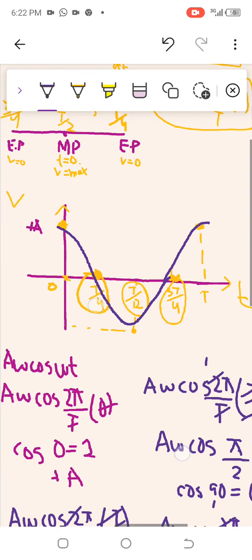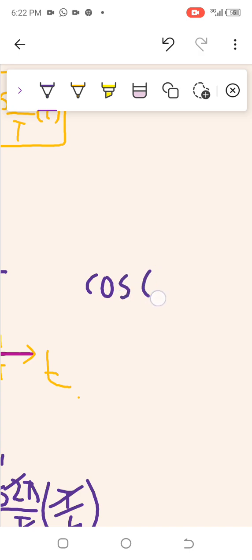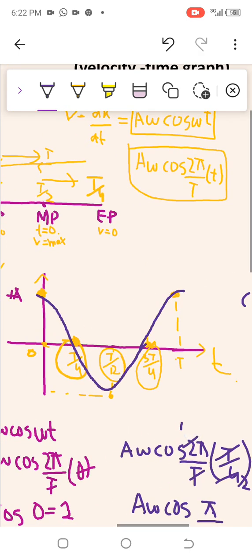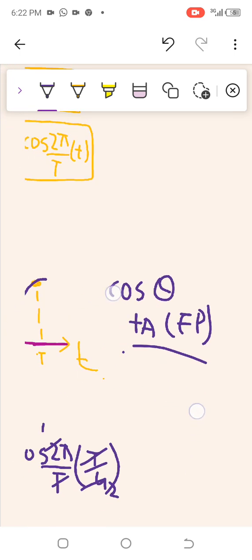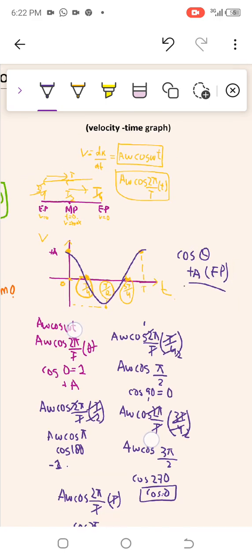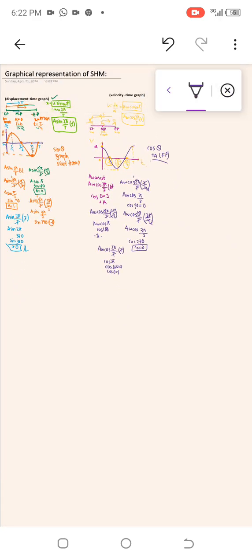So this is the velocity graph, and for velocity we have a cosine function. Remember that cosine starts from the positive extreme point, the positive A omega point. So here we have the velocity time graph. I hope both of these are clear. In the next video we are going to discuss the acceleration time graph. Till then, bye bye.